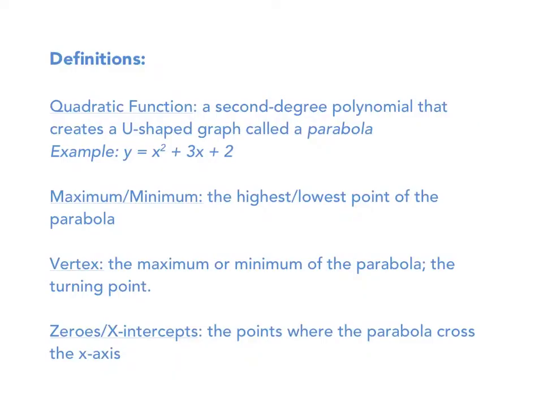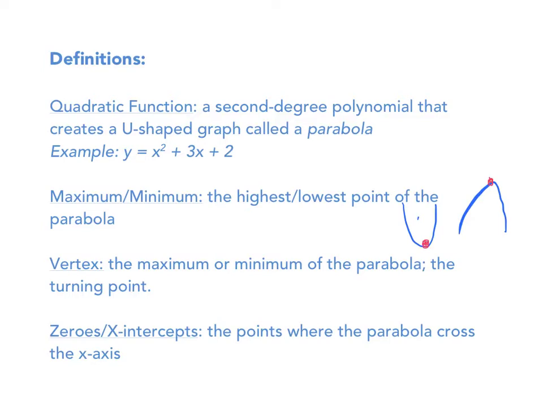So here are some other definitions. There's the quadratic function definition that you got down before. We also have maximum and minimum. So for maximum, it's the highest point of the parabola, and for minimum, it would be the lowest point of the parabola. So max and min, highest and lowest. The vertex is the maximum or minimum of the parabola. It's also the turning point. So if you see that upside down U, or a regular U, that turning point is the vertex.